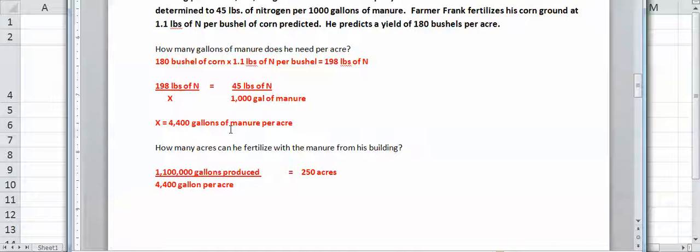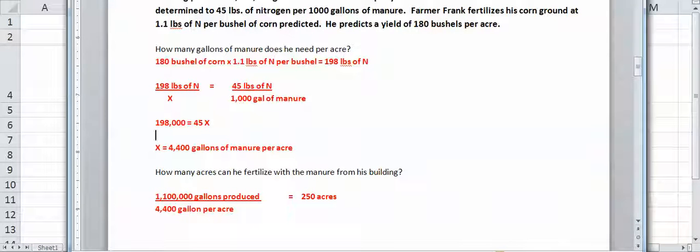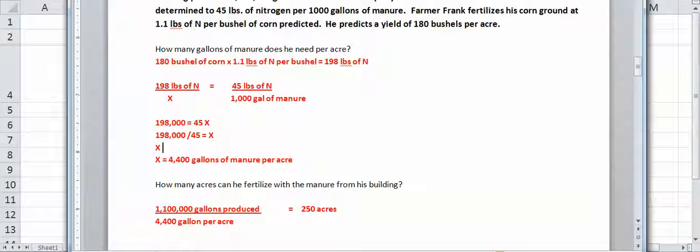Let's go back to the problem here. I set up a proportion here, and we solve this thing algebraically. We cross multiply. 198 times 1,000 gallons is 198,000 gallons, equals 45x. We then divide 198,000 divided by 45 equals x. X equals 4,400 gallons.